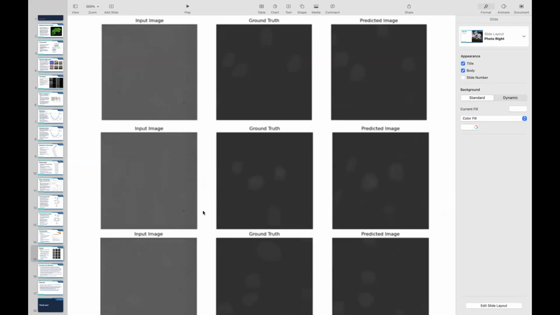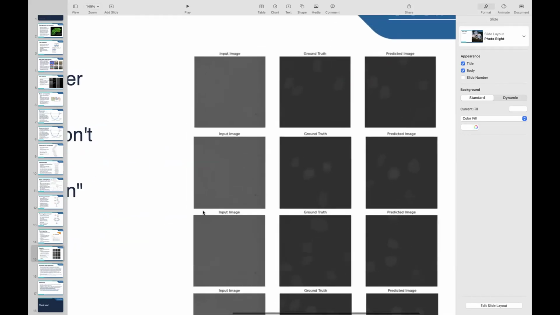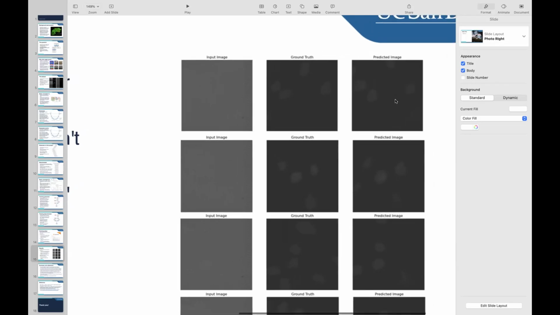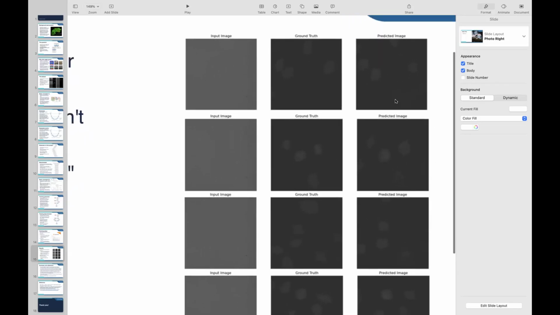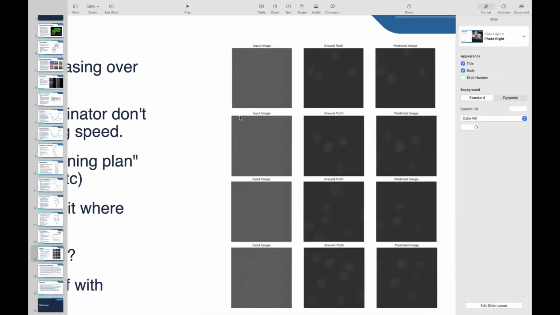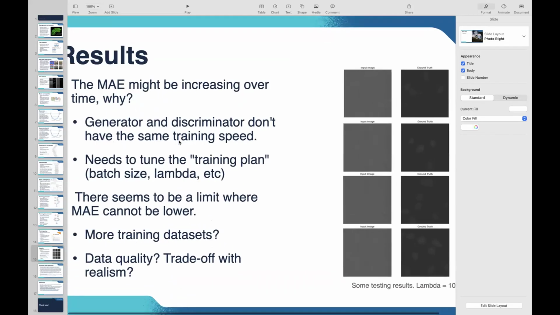And what's the difference between all these rows? This is the bright field image, this is the ground truth, and this is the predicted image. And these are just different examples as we go from top to bottom? Yeah, these are the different examples. These are the best results I can find, to be honest. I see. Yeah, let's show the training effect.